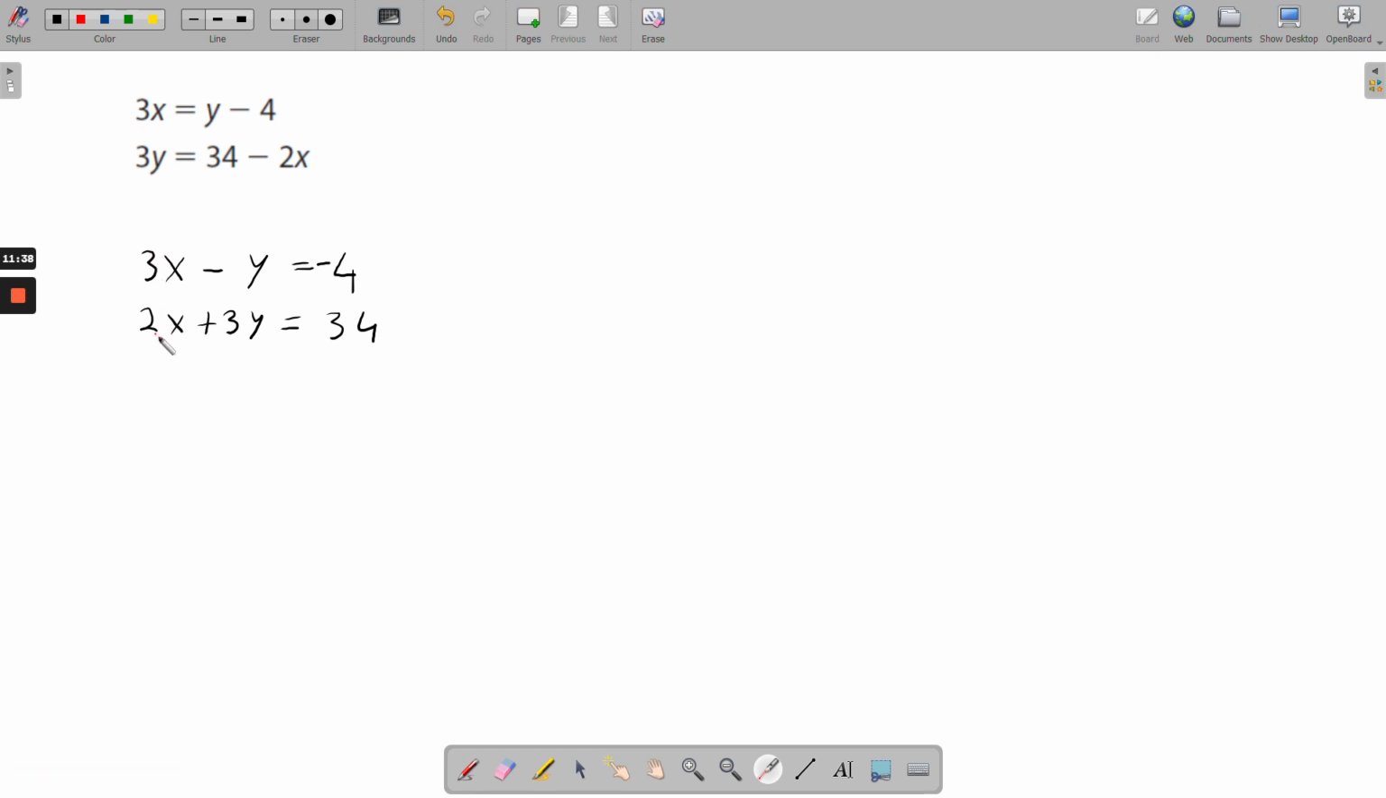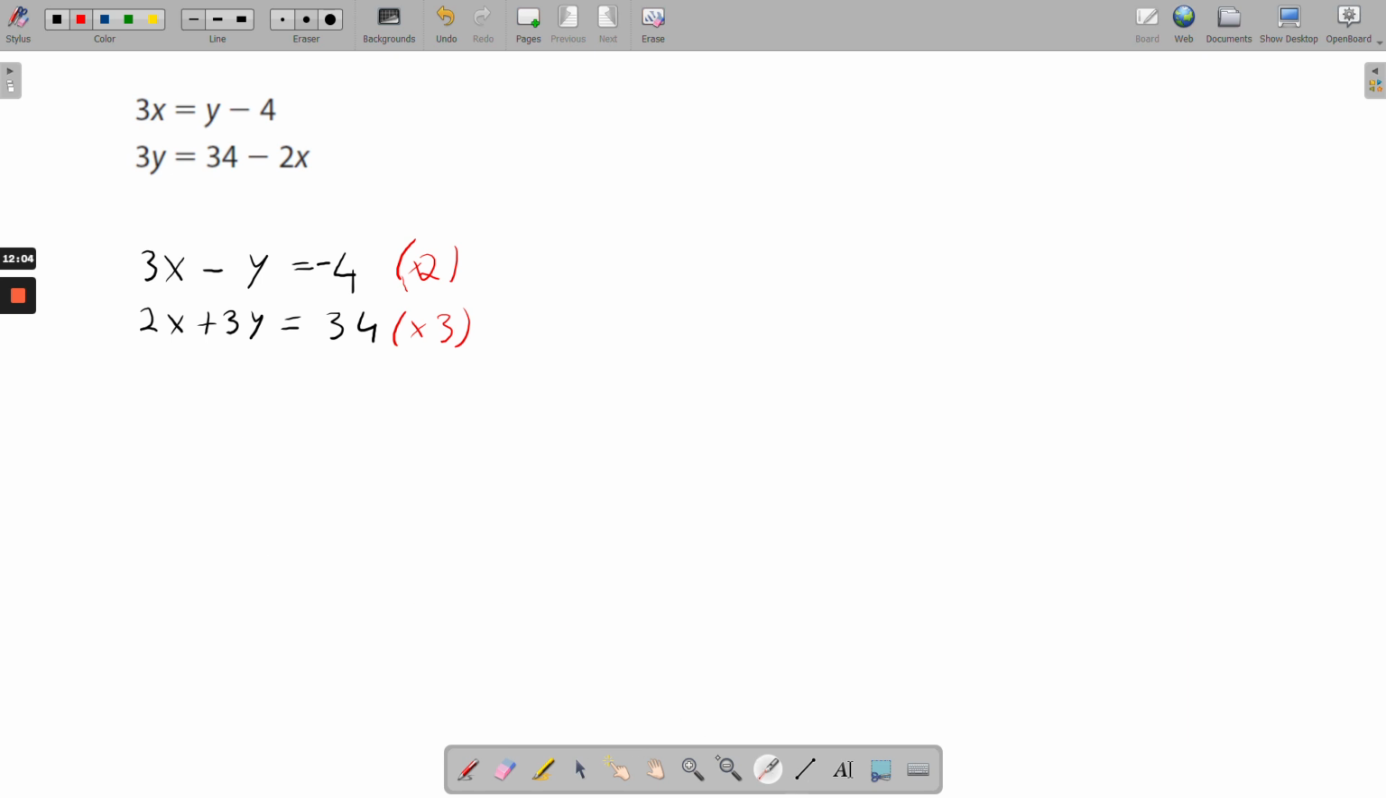So if there's a 3 here and there's a 2 here, this time what I'm going to do is I'm going to multiply this one by 2, and then I'm going to multiply this line by 3. And what's happening here is, you'll see this when I multiply them out, this will become 6, and this will also become 6. So these will be the same, and then we'll be able to cancel them out.